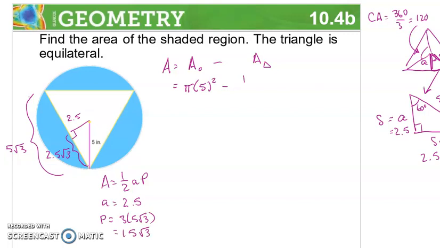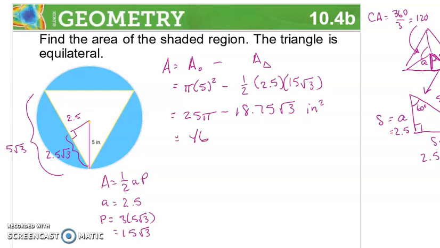So the area formula for this one is 1/2 times 2.5 times 15 square roots of 3. If I simplify that, I get 25 pi for this one, minus 18.75 square roots of 3. So exact is done. Rounded is going to be 46.1 inches squared. This is exact. This is rounded.